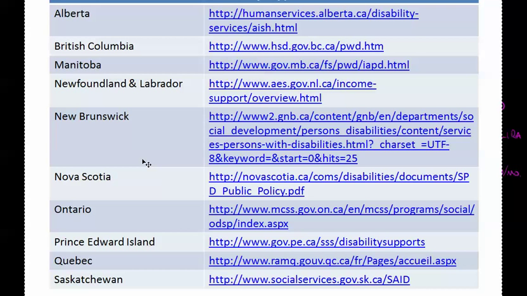So I hope this is helpful. I hope this gives you an idea about a concept we don't explore enough, which are these provincial disability supports programs. They are widely used and they can form a very important part of putting together any sort of plan for a disabled person.